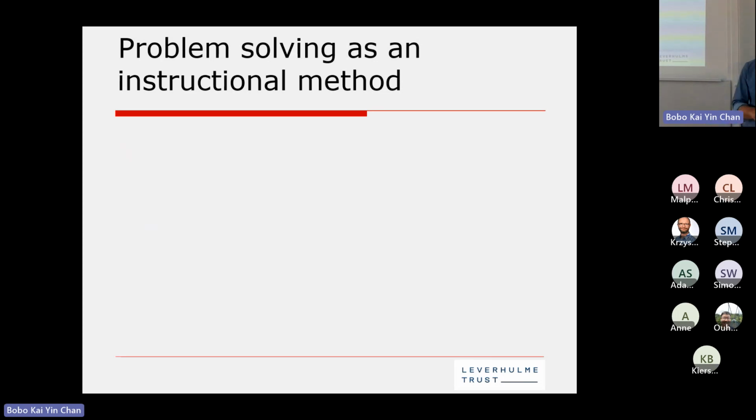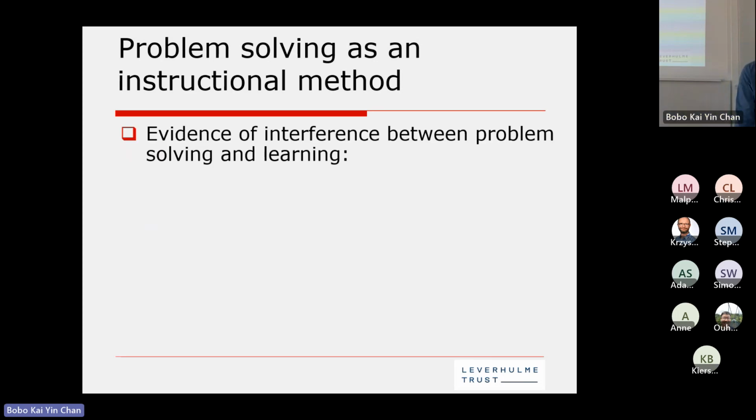So the next question that we need to cover, as I mentioned in the beginning, is problem solving as an instructional method. Would engaging in problem solving itself, without anything else, be good as a means of learning problem solving? Here we have some interesting results from the cognitive load area, from a set of studies from which cognitive load theory actually started.